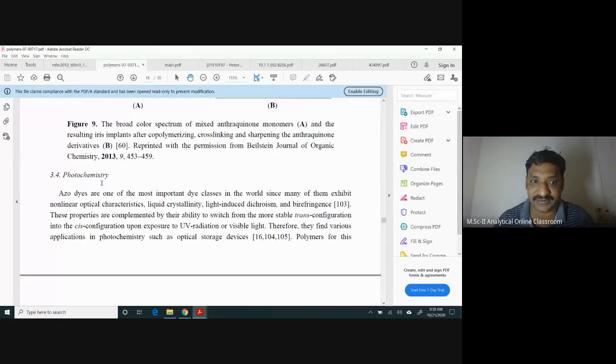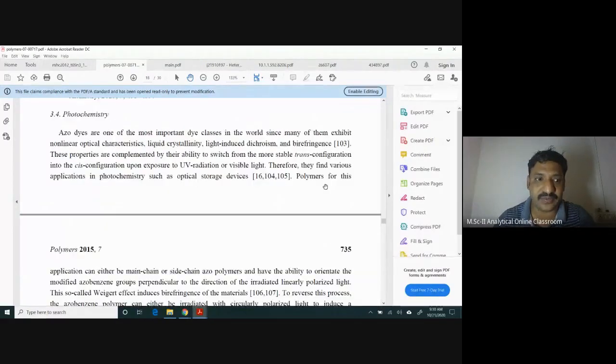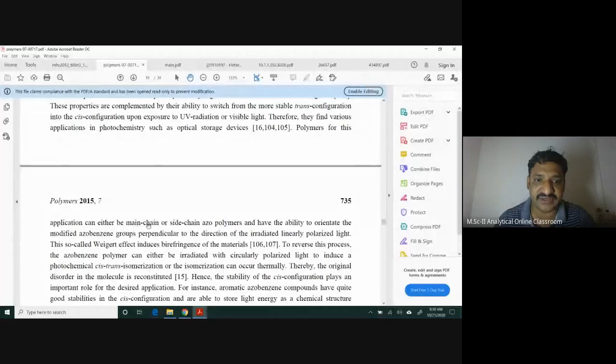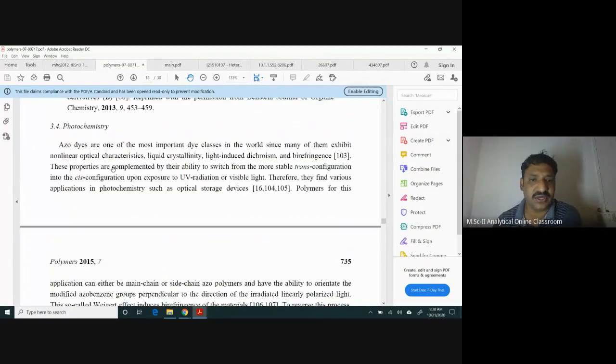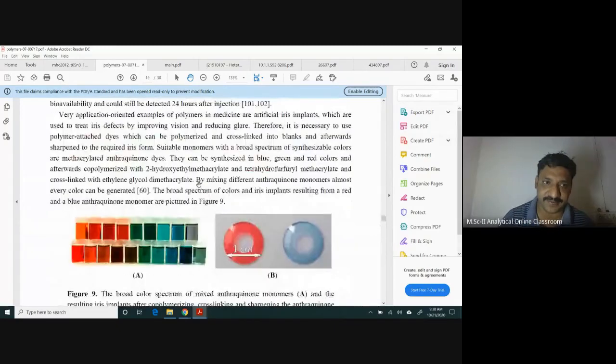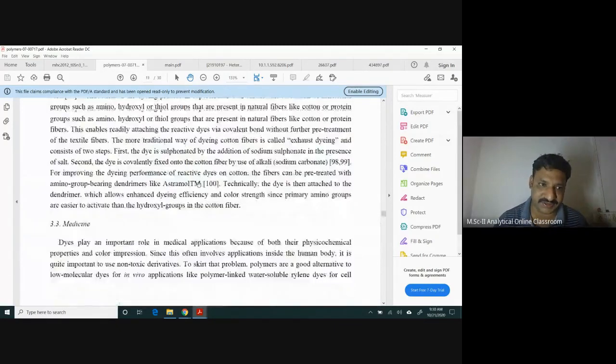Polymers for this application can be either main chain or side chain azopolymers and have the ability to orient the modified azobenzene group perpendicular to the direction of the irradiated linearly polarized light. This so-called Weigert effect induces... So that is not required. Only in the case of azo dyes do you require this paragraph. So by reading the different applications.